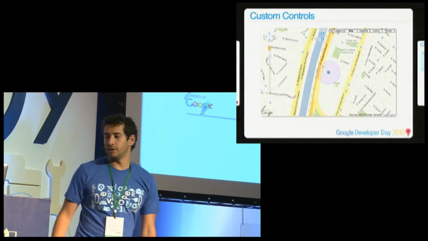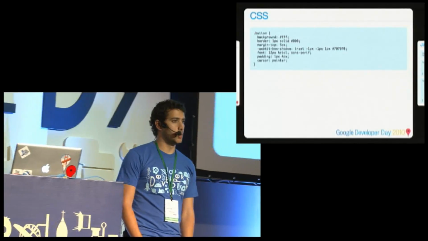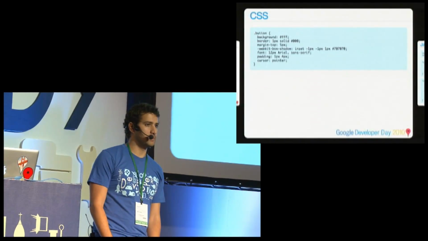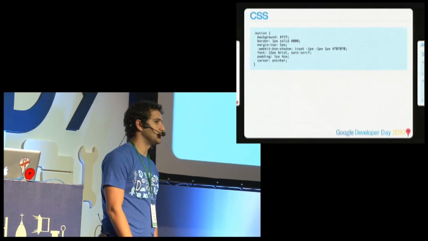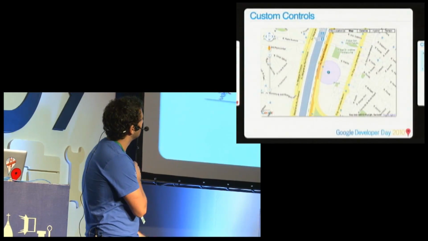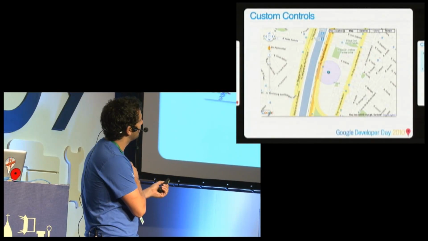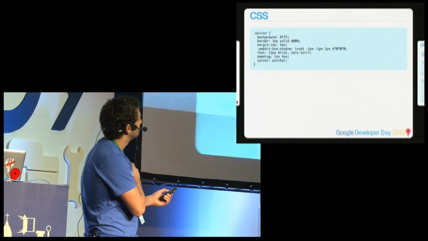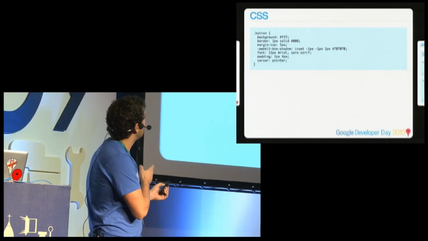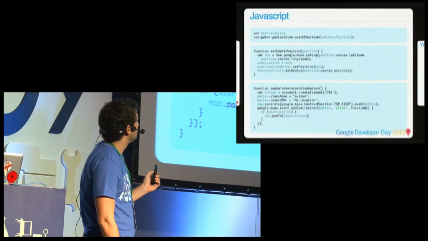A custom control is just an arbitrary div. So the first thing we want to do is style that div that we're going to create. I'm going to give it a class of button. I'm just going to give it this style, which makes it look a lot like the controls that we have over here. I want it to look very similar. So I'm just going to give it the style. That's just standard CSS.